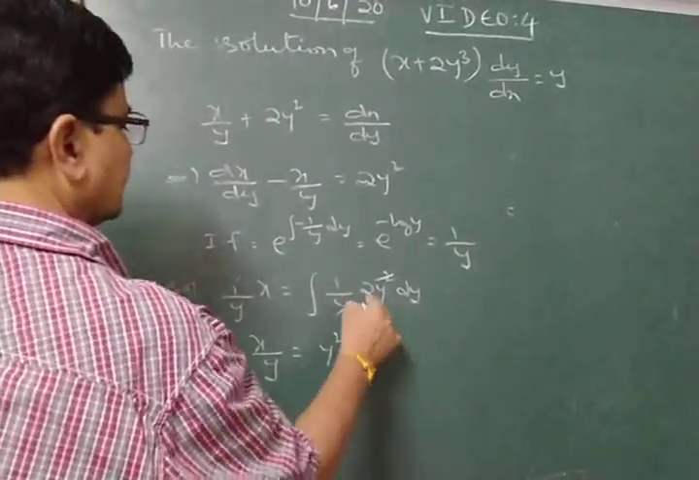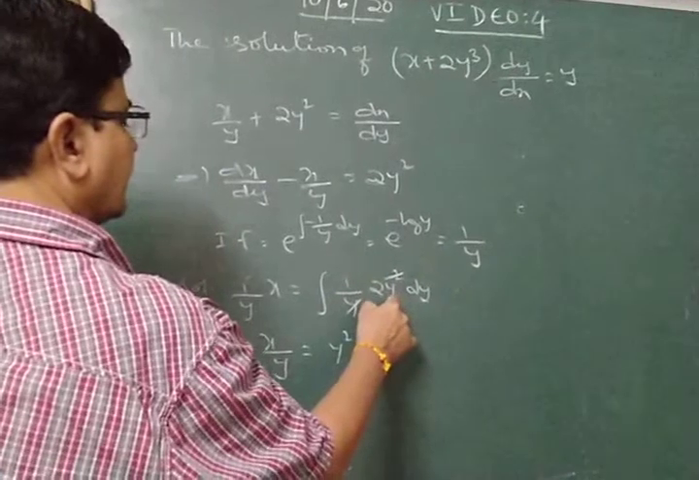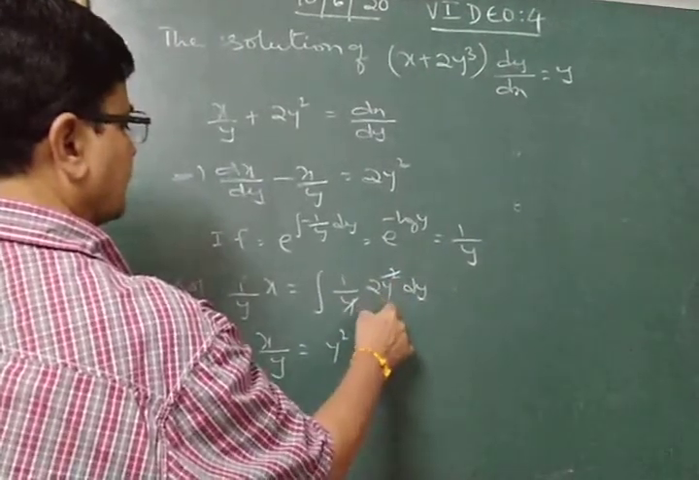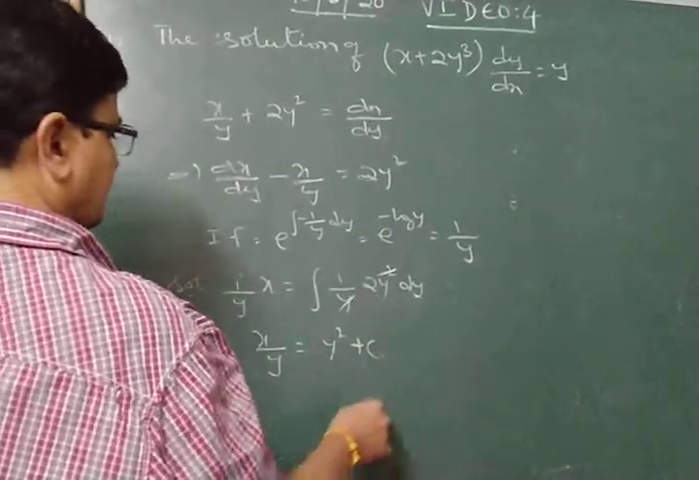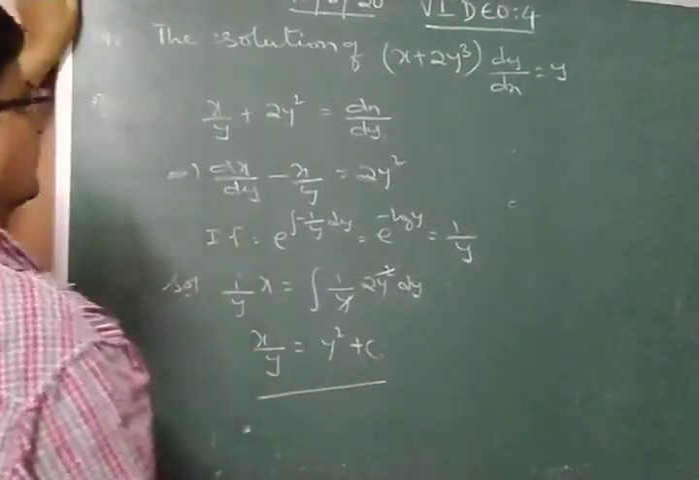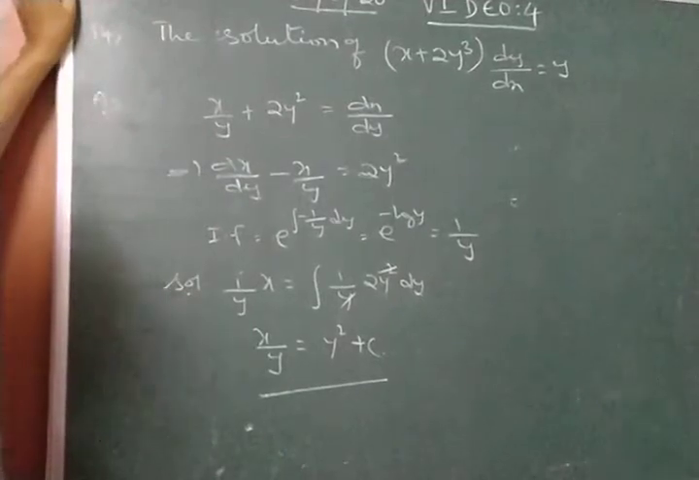Since 2 into integral of y, integral of y means y square by 2. 2 is cancelled. y square plus c. This is the required solution of the given differential equation.